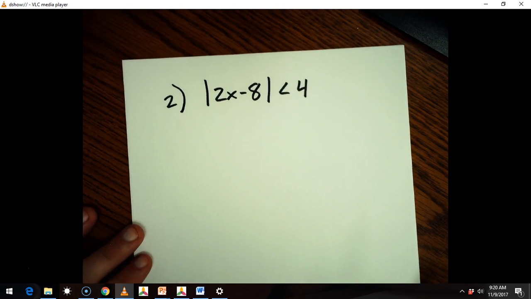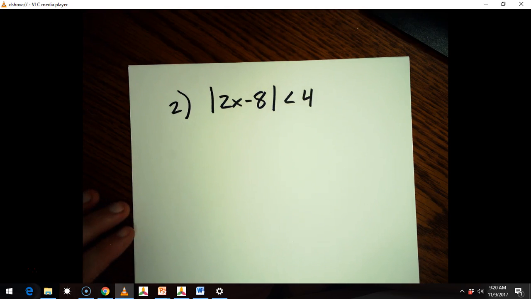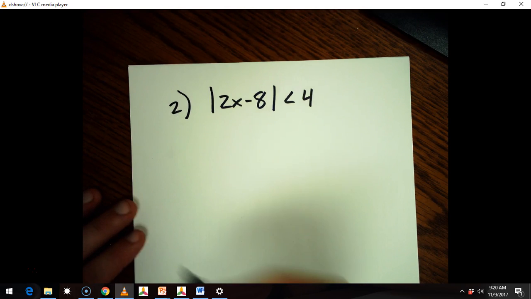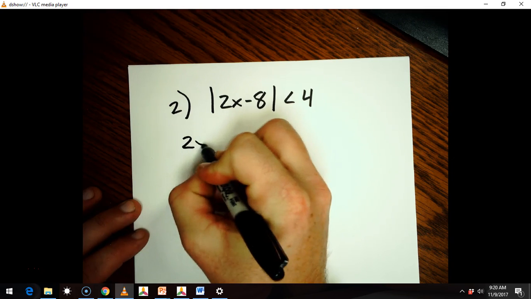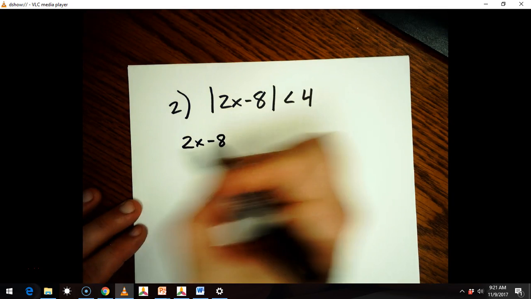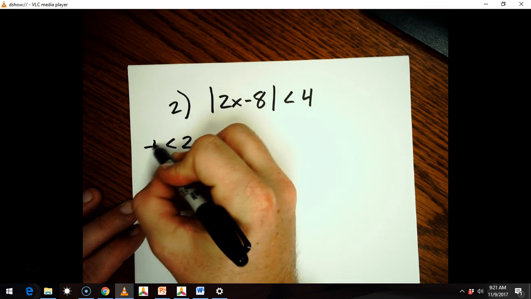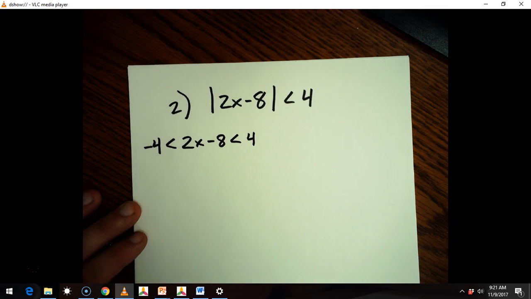Alright, the second example is going to involve the absolute value of an expression being less than a number. So you have the different forms to help you set up these on your notes. And so there's two things that we're going to set up. The first is that we want 2x minus 8 to be both less than 4 and greater than negative 4. So we want two different endpoints because the distance has to be within 4 of 0. So negative 4 and 4 on the outside, 2x minus 8 on the inside.